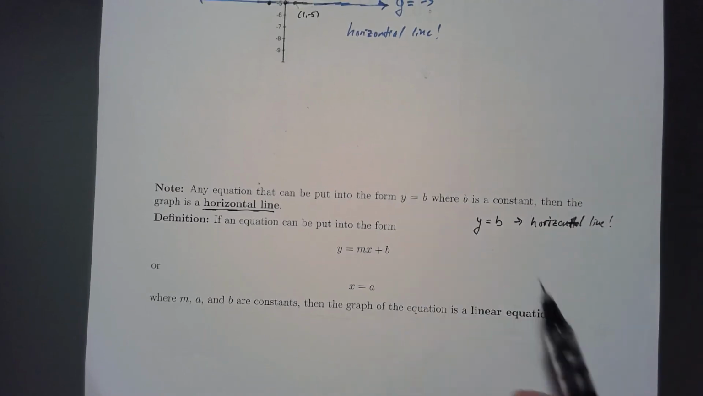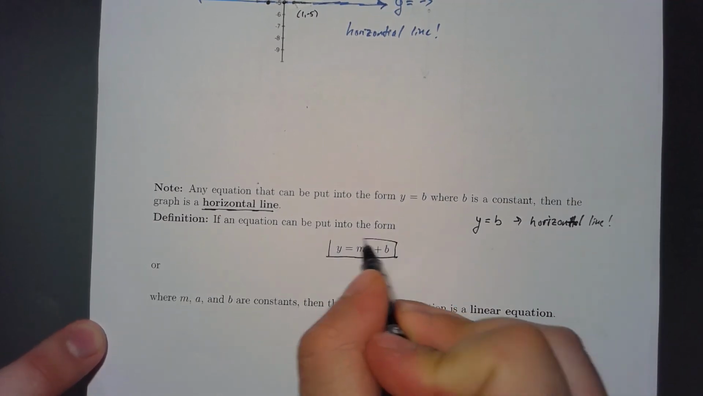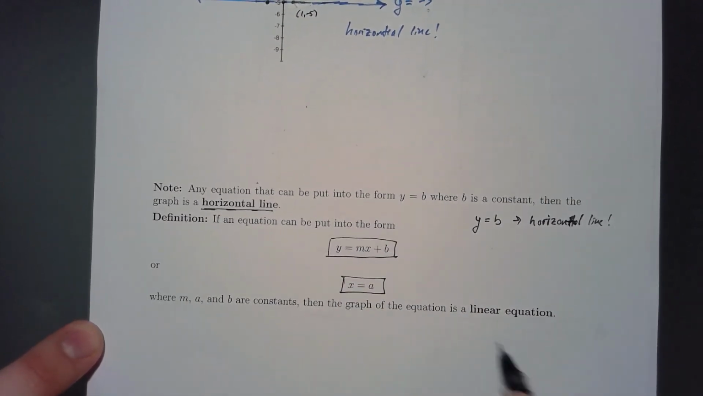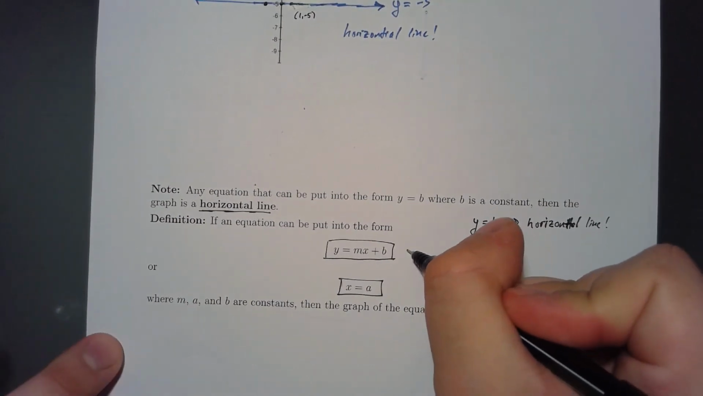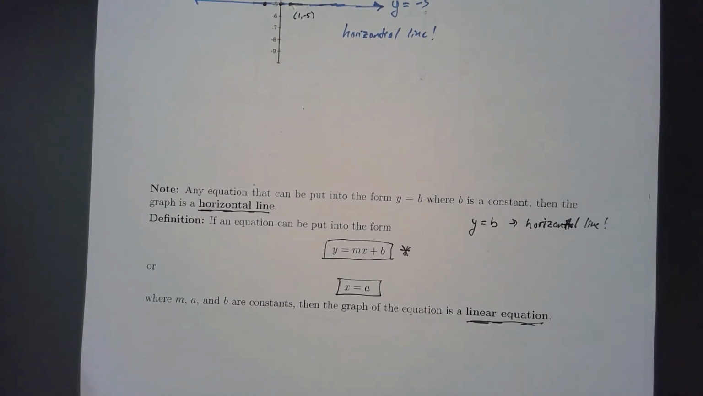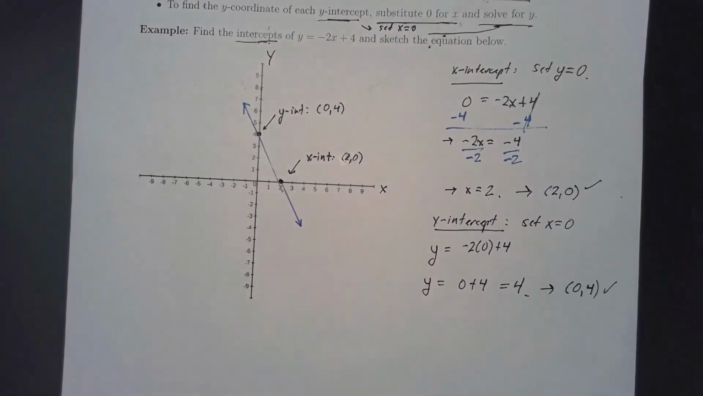This is a horizontal line, but I could also put it in slope-intercept form, or x equals a number, and I have a linear equation. You want to be able to recognize this because we're going to be working with it a lot. When we talk about linear equations, this right here is the important thing you've got to remember. When it comes to graphing linear equations, plotting points or plotting intercepts are always good things to know how to do because they give you an idea of how to do it.